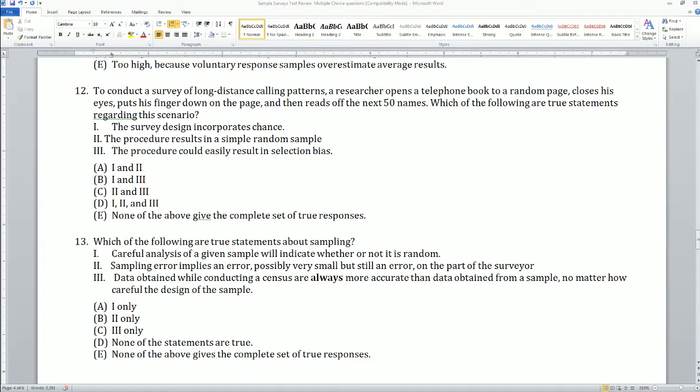B. Why do you say B? Because you have a chance of getting your name chosen. Okay, good. And then three, it can be selection bias because in a telephone book, it goes by name. Yep, correct. Because people without a phone will have an unlisted number. Yeah. Correct. Good. 13.